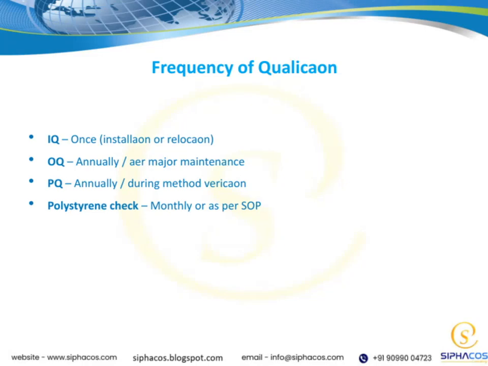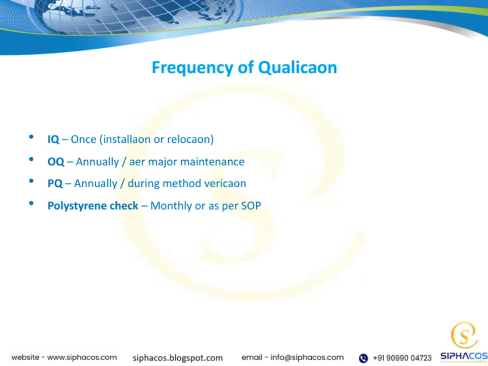Let's take a look at the frequency of qualification for different activities. First, IQ, or installation qualification, is typically performed just once, either when the equipment is installed or relocated. This helps ensure that everything is set up correctly from the start. Next, we have OQ, or operational qualification, which should be carried out annually, or more frequently if there's been a major maintenance activity. This helps us verify that the equipment continues to operate within the specified parameters over time.